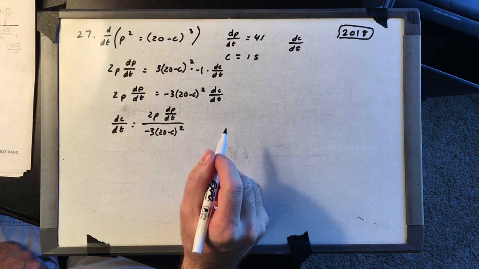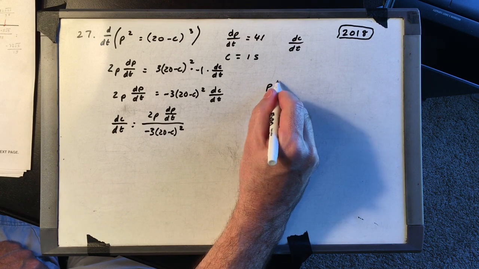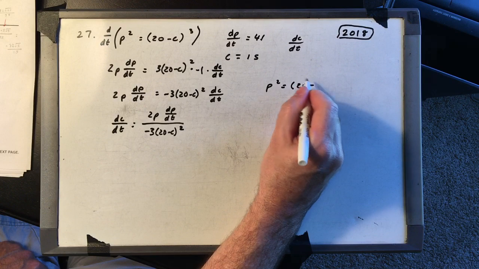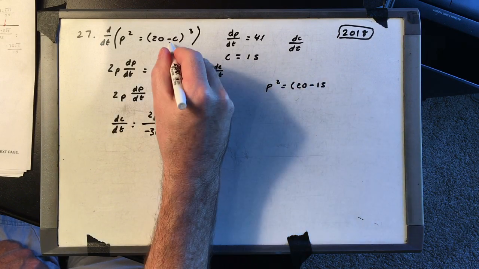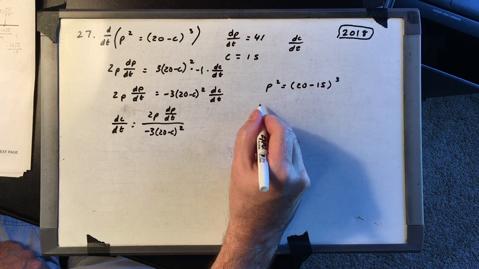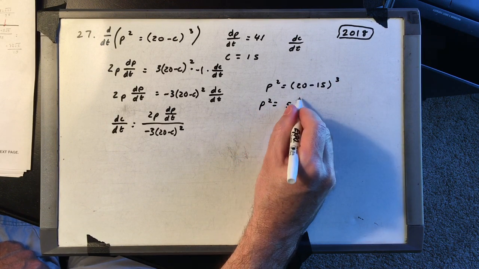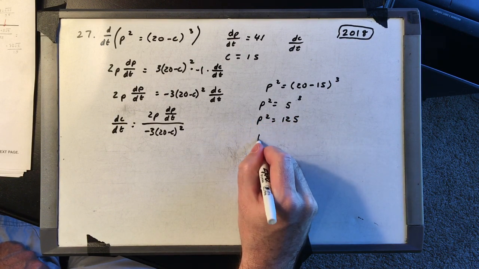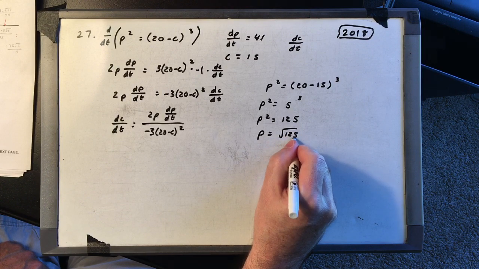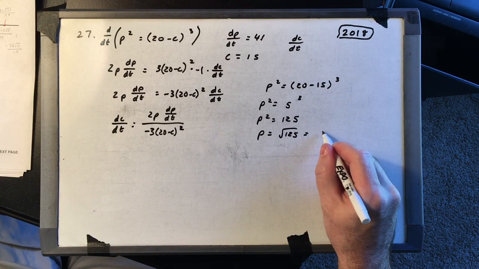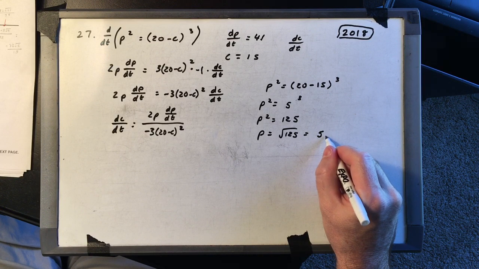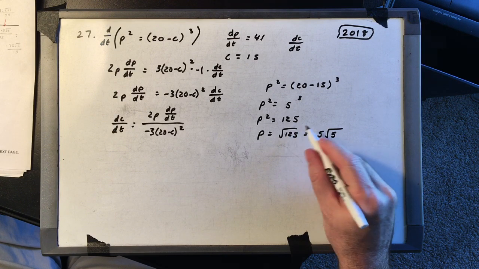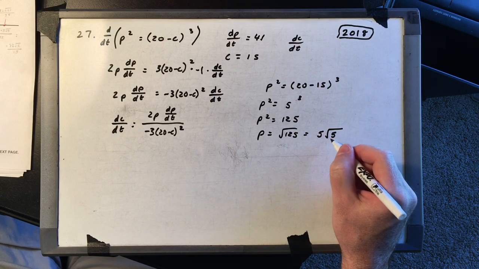All right, so let's plug in. We know that p squared is equal to 20 minus c, where c is 15. So we're going back to that original equation, (20 minus 15) all cubed. So p squared is equal to 5 cubed. P squared is equal to 125. So p is equal to the square root of 125, which is going to be 5 times the square root of 5. If you factored out a 5 here, you'd have the square root of 25, so 5 root 5. That's just simplifying it.